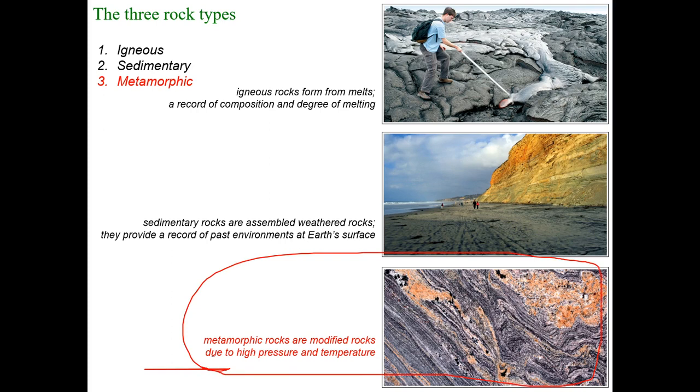So meta, whenever you hear that prefix, meta means sort of or kinda. Metaphysics, for instance, basically means sorta like physics or kinda like physics. Morph refers to form or shape, right? So it basically means rocks that have changed shape, it's sort of a change to their shape is a way you can interpret that. So metamorphic rocks are rocks that have been modified due to high pressure and temperature.